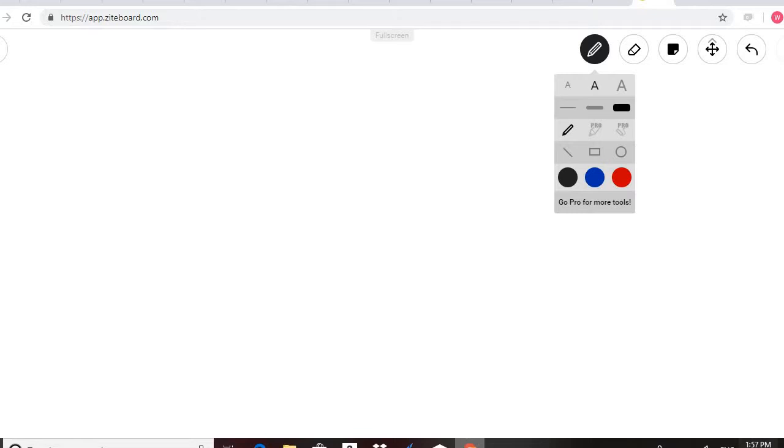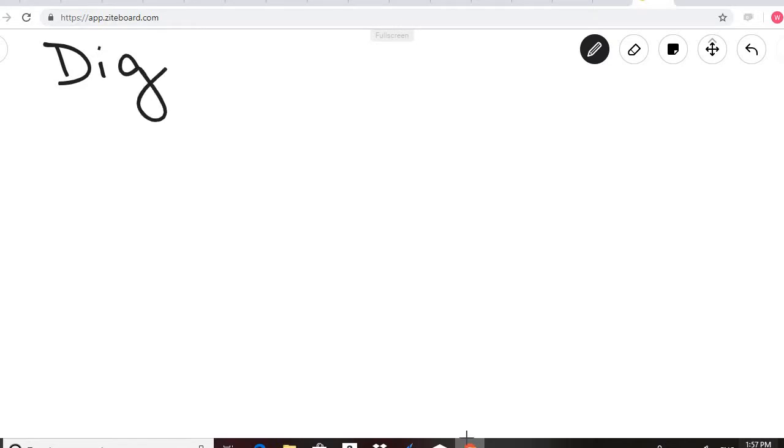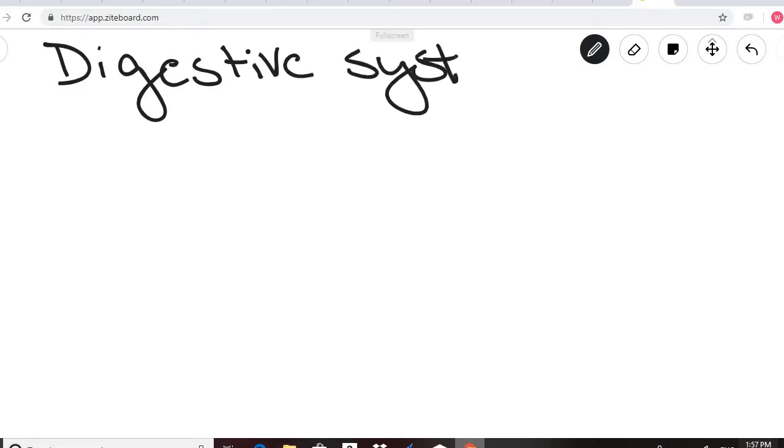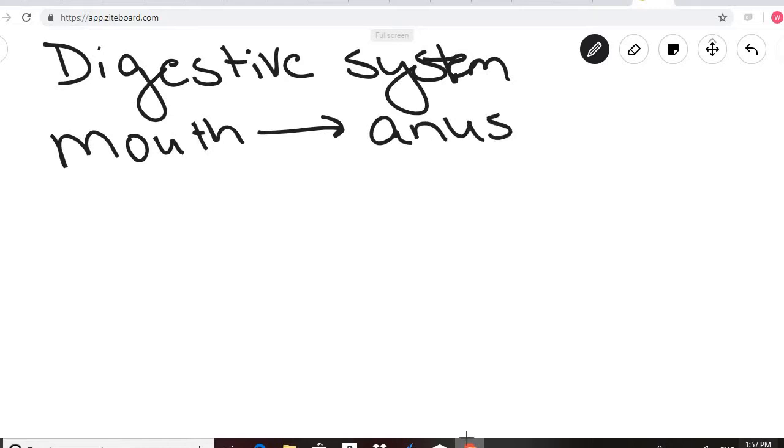If we look at the digestive system of the cephalopods in general, they have a digestive system that goes from the mouth to the anus. So remember, some of the organisms that we looked at last week, they didn't have a true digestive system. These do have a true digestive system.